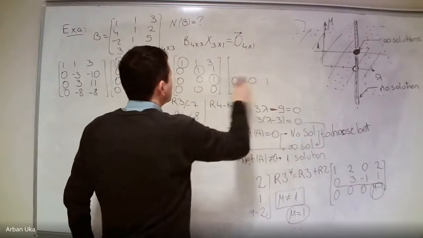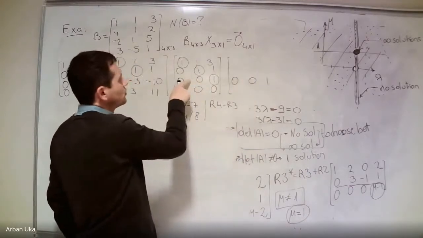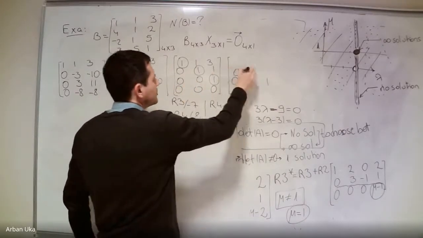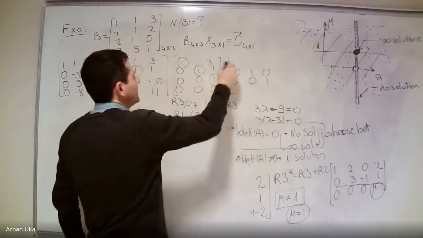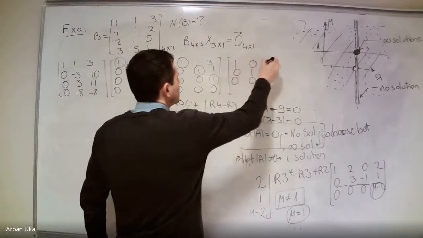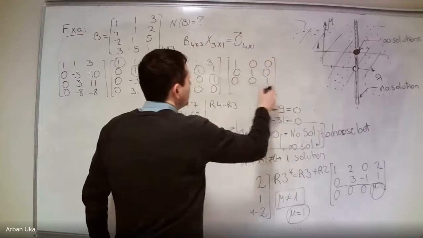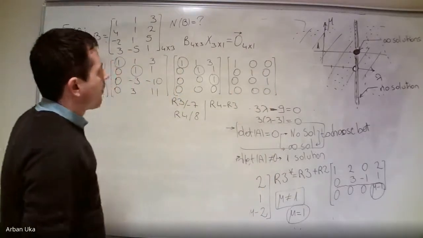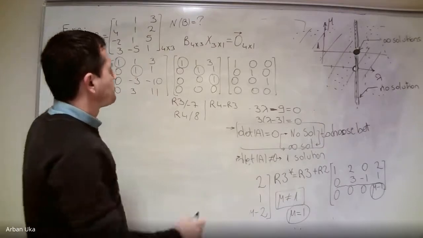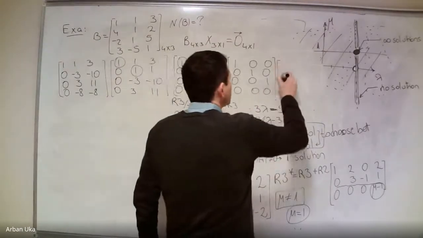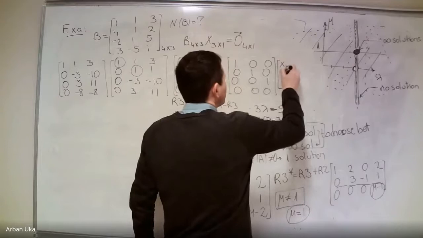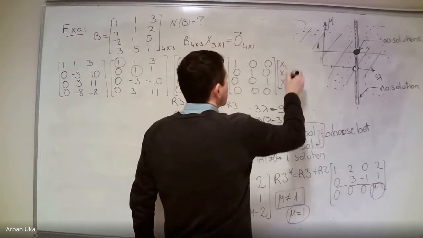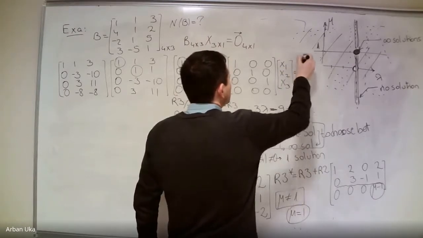Zero, 0, 0. Then we can do row 2 minus row 3. We get 0, 1, 0. And if you look at this carefully, it is very easy for us to obtain the following. Okay. Now the question is, we have to multiply this one by x1, x2, x3, and this would be equal to what?